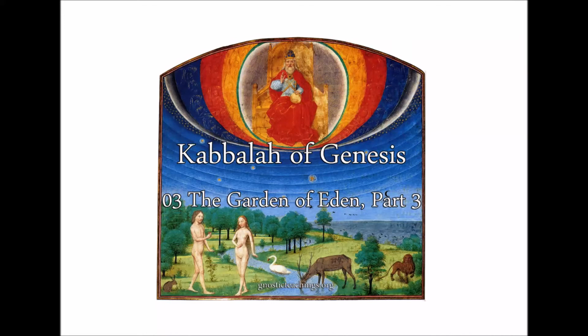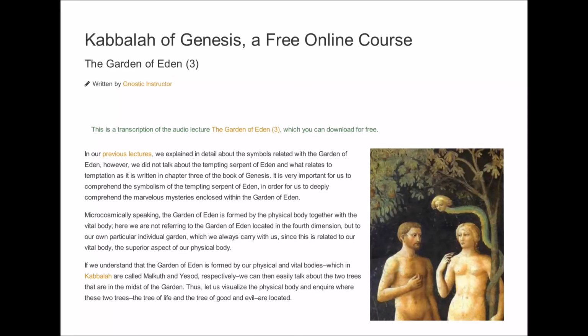The Garden of Eden is, as we stated, the physical body together with the vital body, microcosmically speaking. We are not referring to the Garden of Eden located in the fourth dimension, but to our own particular individual garden, which we stated we carry always. And this is related to the vital body, which is the superior part of the physical body.